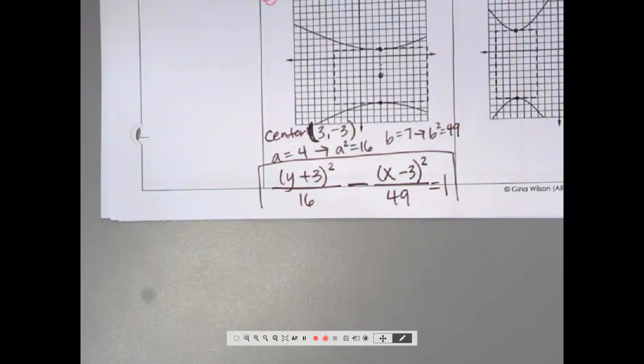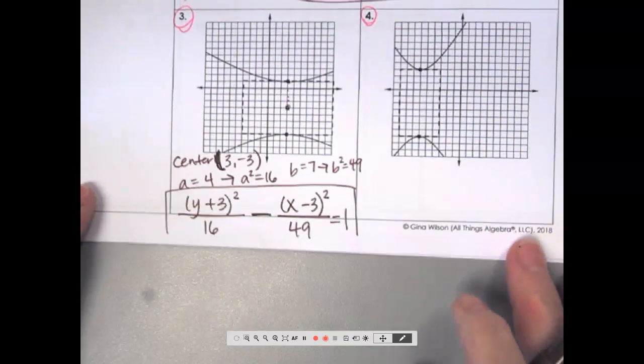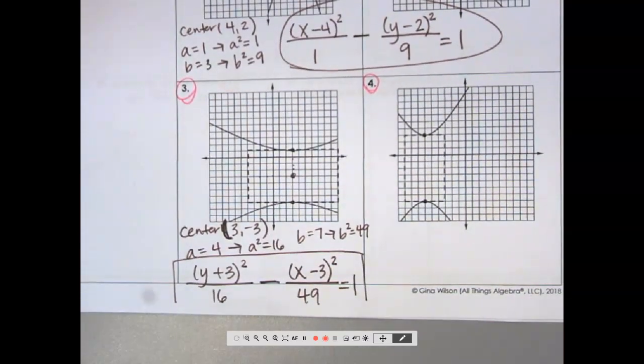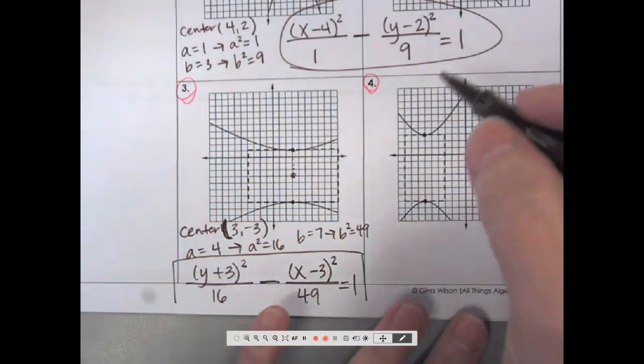Question? It's easier than what we did yesterday, don't you think? Okay, let's do four and then we'll go on to different situations. Okay, vertical or horizontal? Vertical. You want to try this one on your own? Okay.